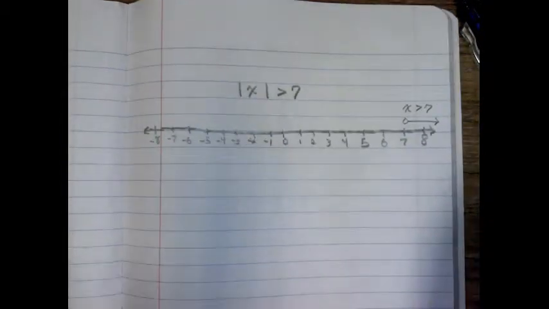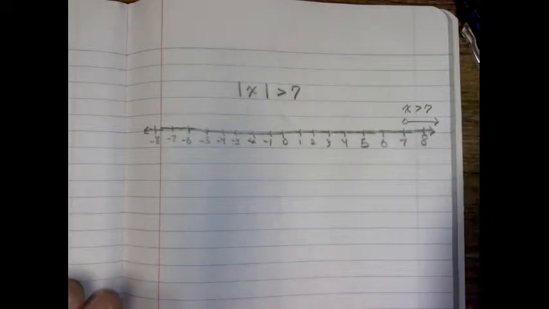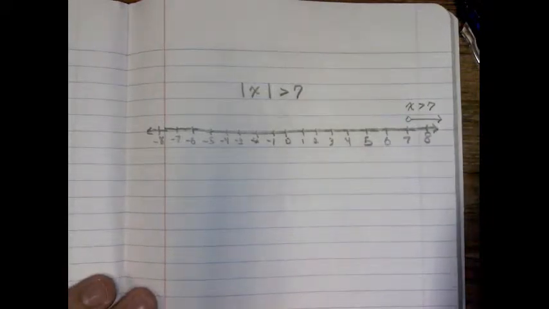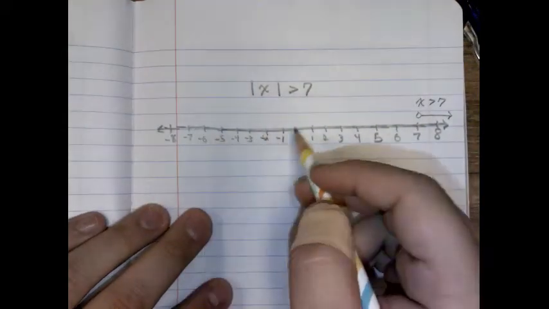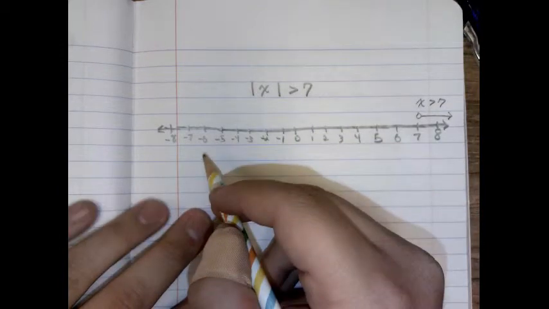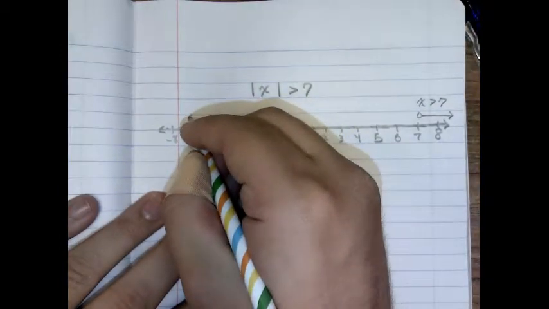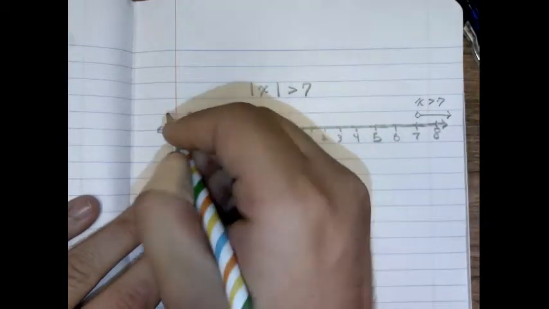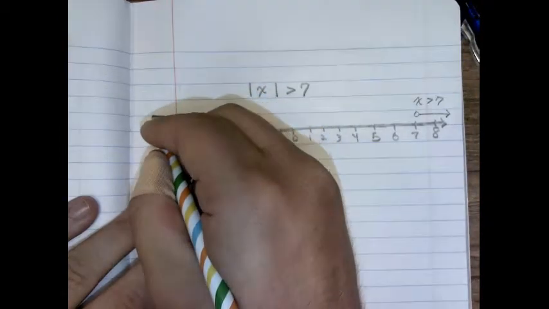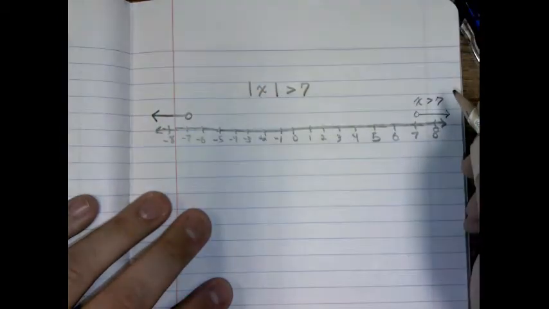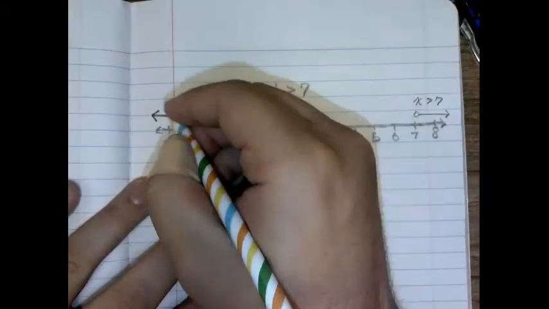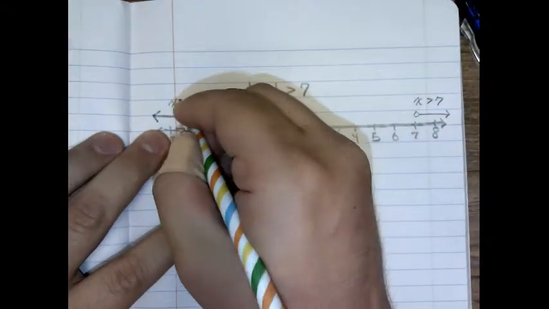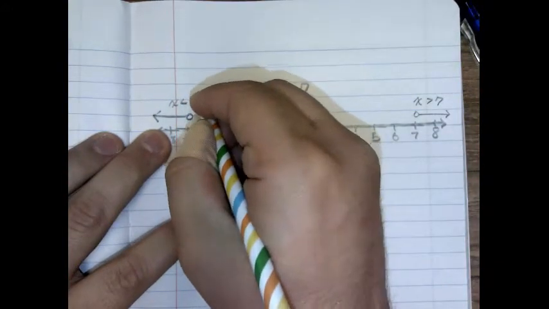Now, conversely, when we talk about things in absolute value, we also have to think about the negatives. So negatives also can be away from 0. So negative 7. And all these values are also more than 7 away. And that inequality graph looks like x is less than negative 7.